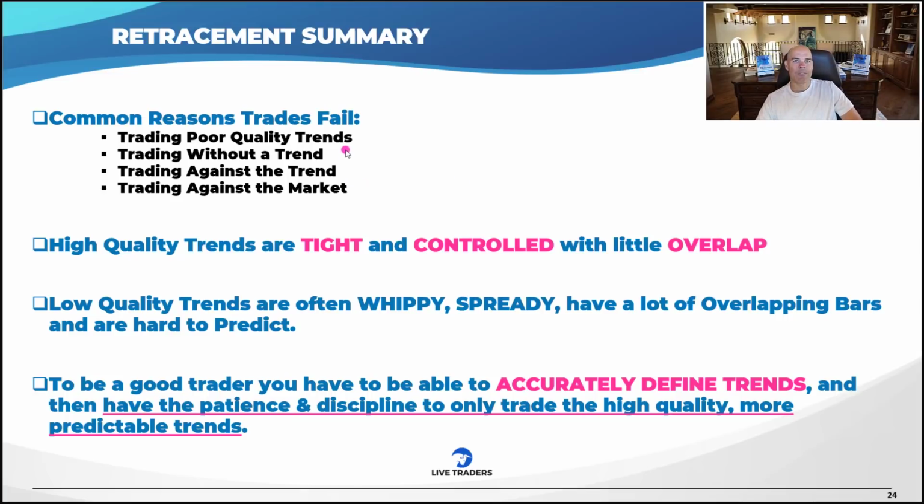So, retracement summary. Common reasons trades fail: trading poor quality trends, trading without a trend, trading against the trend, trading against the market. Right? These are the biggest reasons that traders fail. High quality trends are tight and controlled with little overlap. Low quality trends are often whippy, spready, have a lot of overlapping bars, and are hard to predict. Stay away from them. Okay? To be a good trader, you have to be able to accurately define trends and then have the patience and discipline to only trade the high quality, more predictable trends. That last part is the challenge, right?